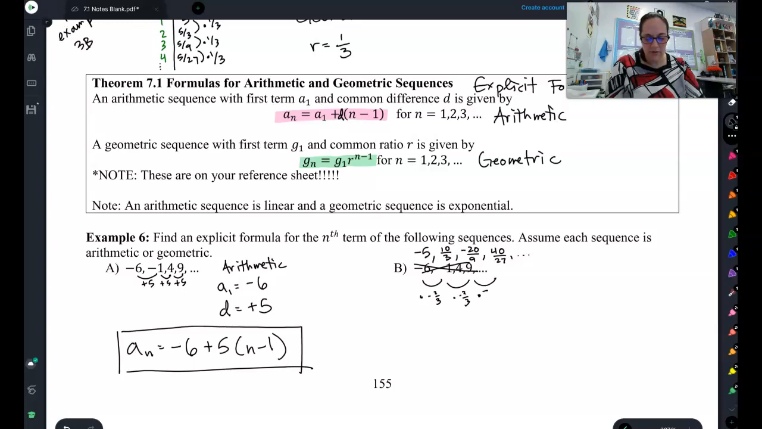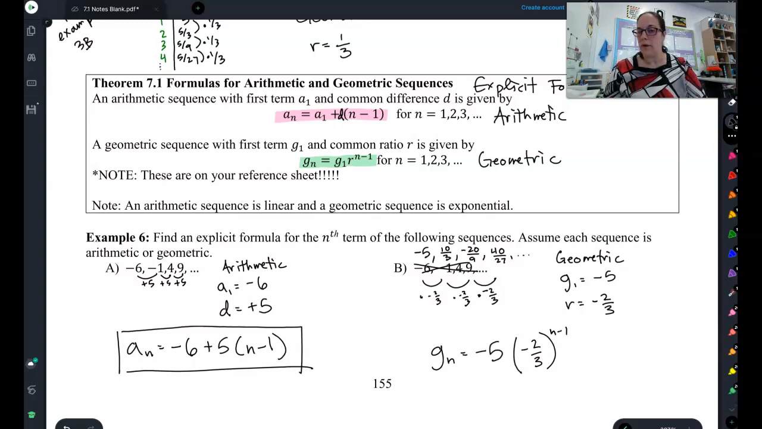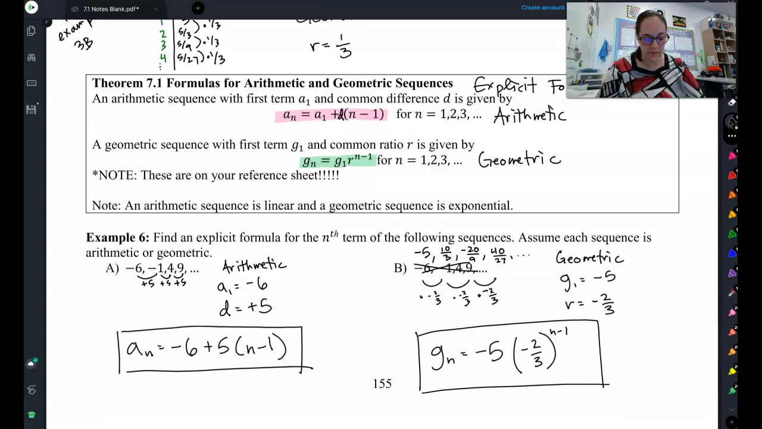So if I have this, I will notice I am timesing by a -2/3 to get to the next numbers. Now, since I'm multiplying by the same number over, that means it's geometric. So I need to use this green equation. So I need to know what g sub 1 is. My first term is -5. And I need to know what r is, which is -2/3, what I'm multiplying by every time. Then I can just plug everything into my equation here. -5 times -2/3 to the n minus 1. And that is my explicit formula for a geometric sequence.